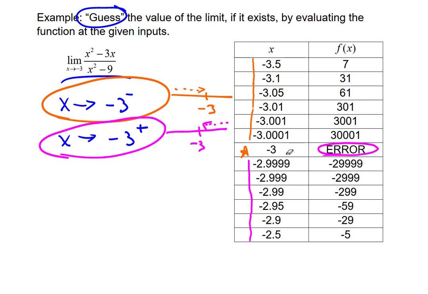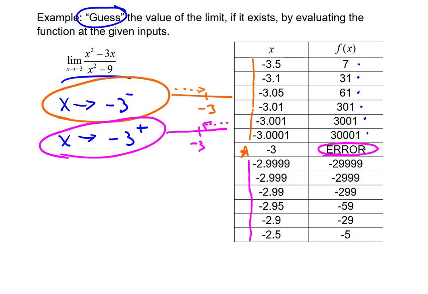Now, let's observe what's happening with the output values, in other words, the f of x values for all of these inputs. If you look now at the right column of this table, when we started with our input of -3.5, and then we worked our way closer to -3, notice that the output values are starting to increase. So the outputs read in corresponding order here: 7, 31, 61, 301, 3001, 30,001, and then that leads us up to the error spot. But notice that those values are increasing very clearly here.